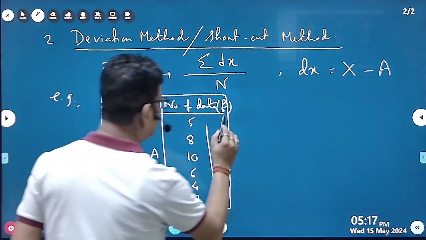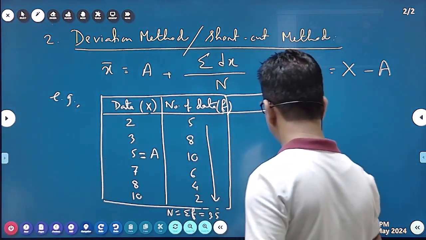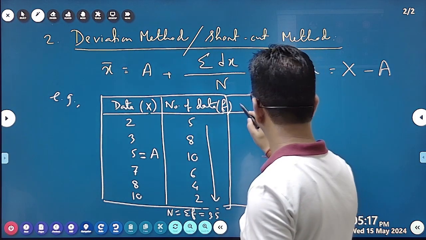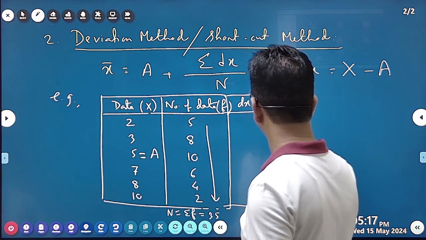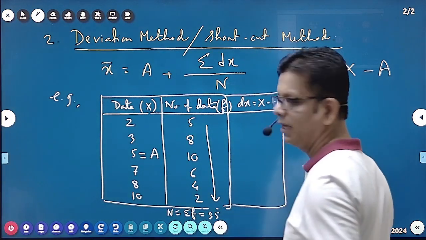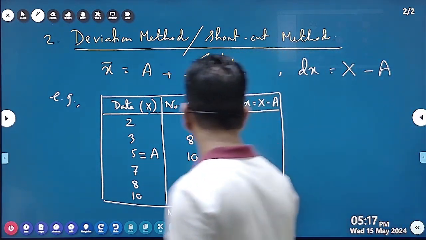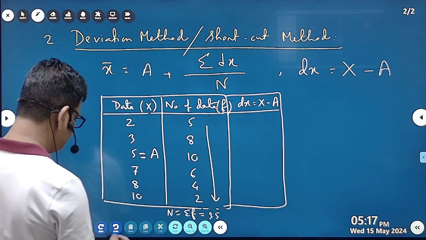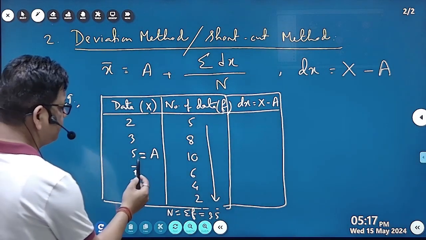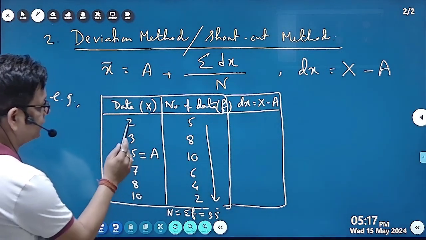Getting it? Now let us go for the column which is the dx column. As I told you, dx is x minus a. Getting it? So dx is x minus a. A is taken here as 5. So x minus a. Understand now?